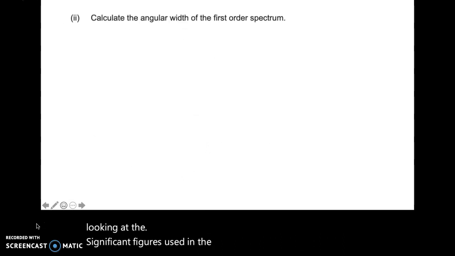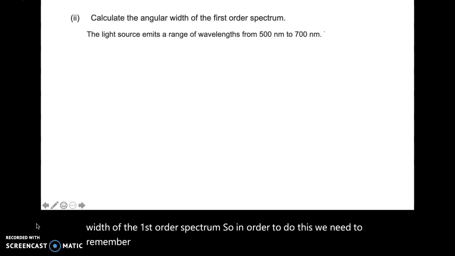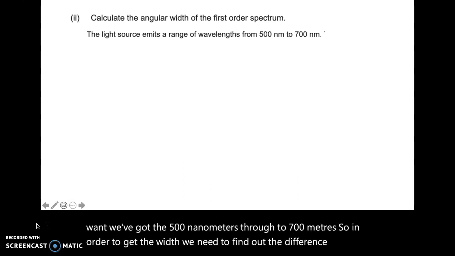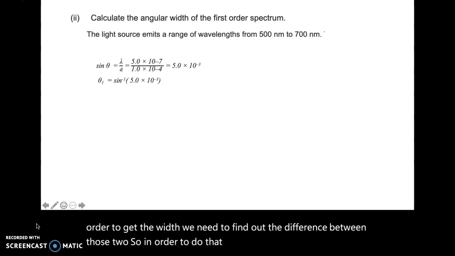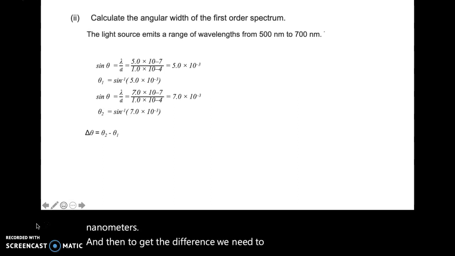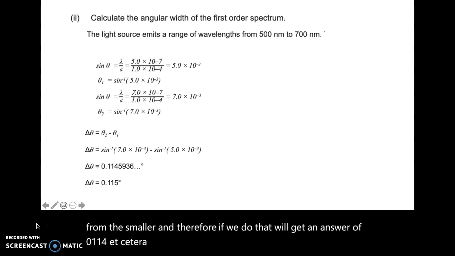Part 2, calculate the angular width of the first order spectrum. So in order to do this we need to remember that we're looking at two distinct edges, if you want. We've got the 500 nanometers through to 700 nanometers. So in order to get the width we need to find the difference between those two. We've already worked out the angle for the 500 nanometers, same process for the 700 nanometers, and then to get the difference we need to take away the smaller from the larger, and therefore if we do that we'll get an answer of 0.114, etc, which would round to 0.115 degrees.